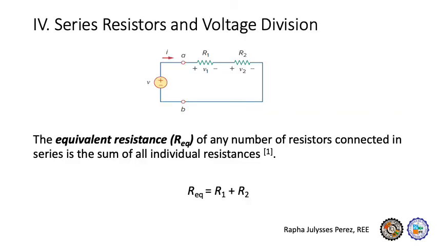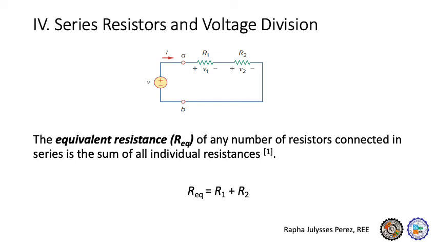The fourth lesson that I'd like to discuss with you would be series resistors and voltage division. How do we measure the equivalent resistance and the voltage that is divided among the resistors in series? The equivalent resistance of any number of resistors connected in series is the sum of all individual resistances.